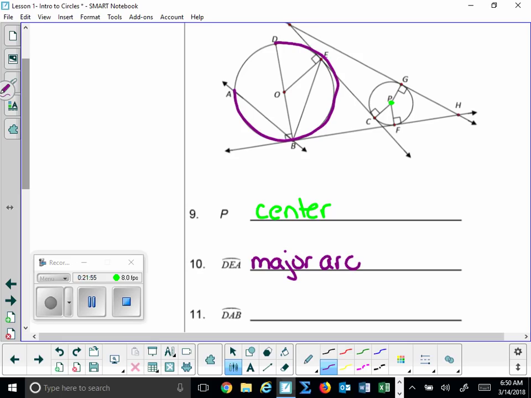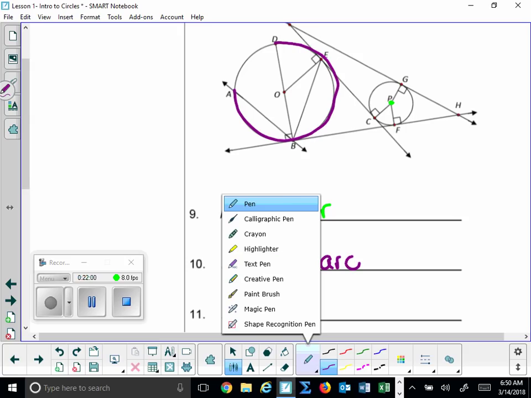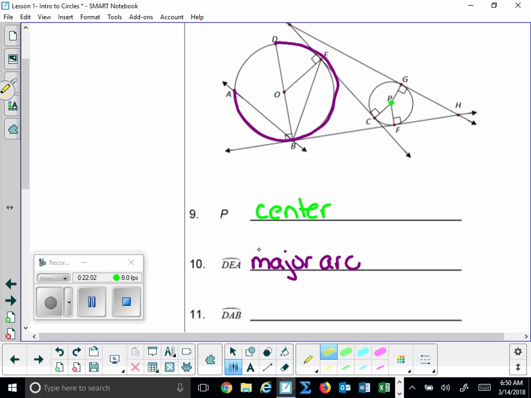Arc DAB. I'm going to pick up a highlighter for this one. Let's go blue. Start at D, go through A, end up here at B. Is that less than 180, equal to 180, or greater than 180? Happens to be equal, so this is a semicircle. Probably writing in highlighter was not my best idea. Semicircle.